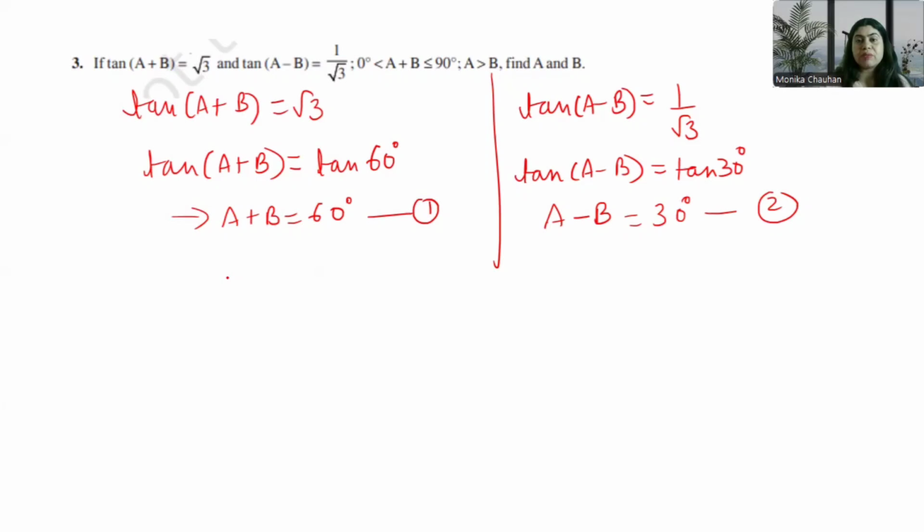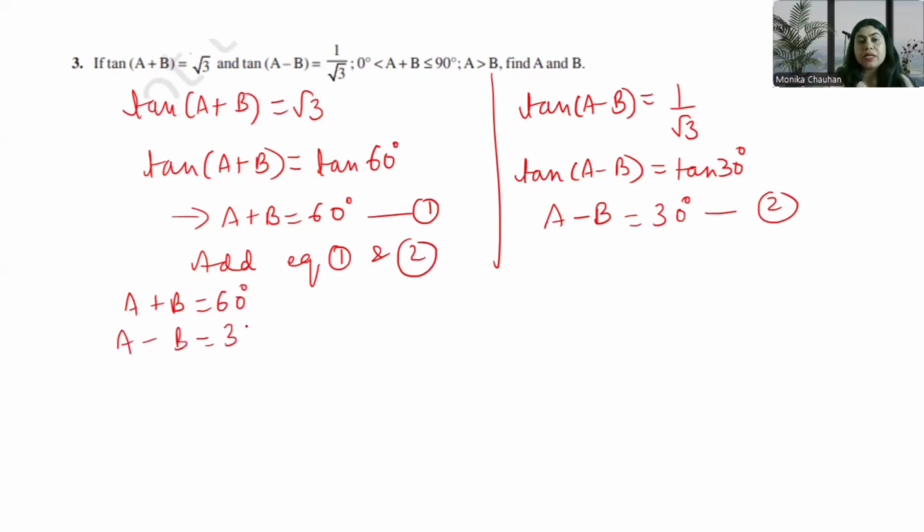Take both the equations simultaneously. There's A plus B and A minus B, so why don't we add both? Add equation 1 and 2. When we add both equations, what happens? A plus B is equal to 60 degree, write them together, A minus B is equal to 30 degrees. When I add, this plus B and minus B will cancel. So you are left with 2A is equal to 90 degree, and A is equal to 90 degree divided by 2, which becomes 45 degree.